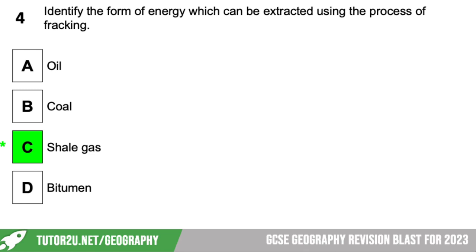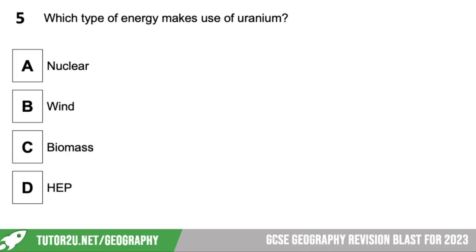And our last question before we move on to the optional topic is number five, which type of energy makes use of uranium? Is it A, nuclear, B, wind, C, biomass, or D, hydroelectric power? Let's reveal. It is, of course, nuclear. So well done if you got those correct.